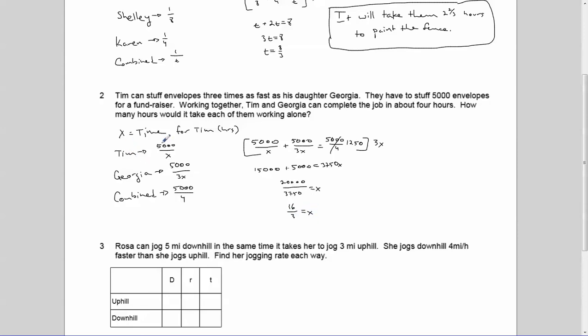So our x we had designated as the time for Tim to stuff the envelopes. So Tim can stuff the envelopes individually, and we'll convert this to a mixed number, in 5 1/3 hours. Georgia takes 3 times as long, so we're just going to multiply that time by 3. 3 divided by 3 is 1, so we end up with 16 hours for Georgia. And that's our final answer.